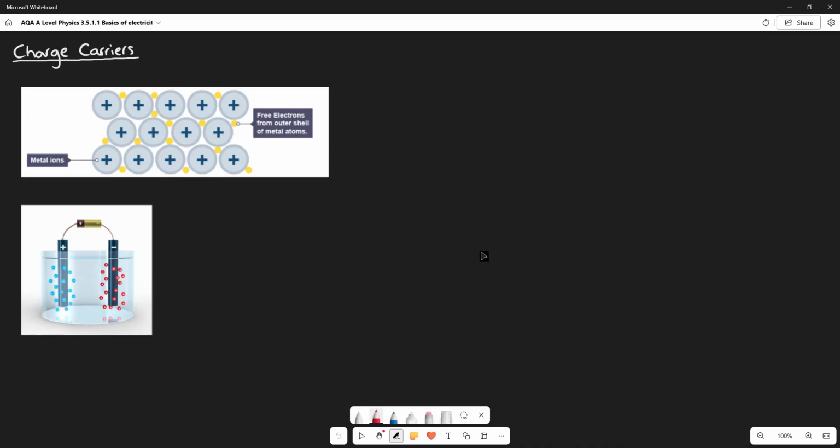Welcome to the basics of electricity. Electricity is a rather vague term, so we will be using terms like current, charge, voltage, and resistance. When we think of electricity, we're really thinking of the flow of electric current, and we need charge carriers for current to be flowing.